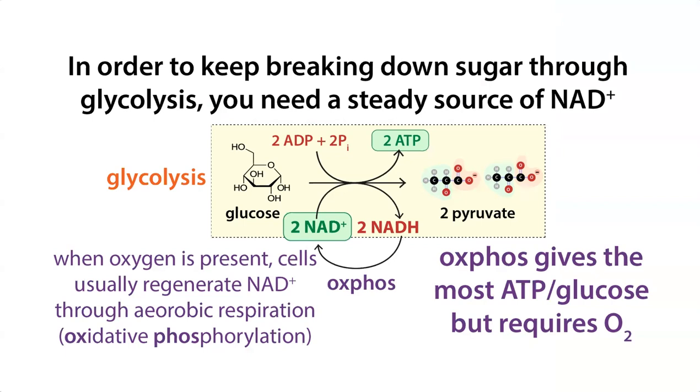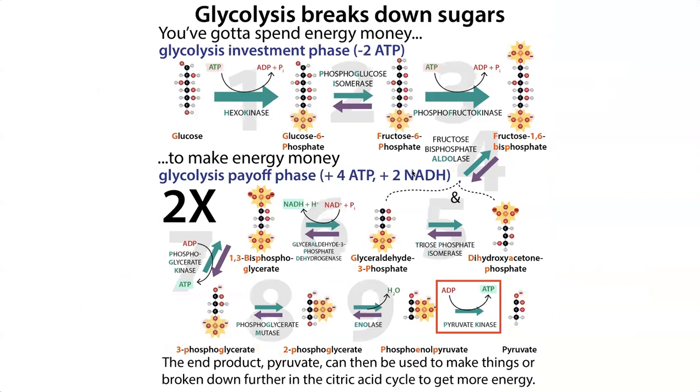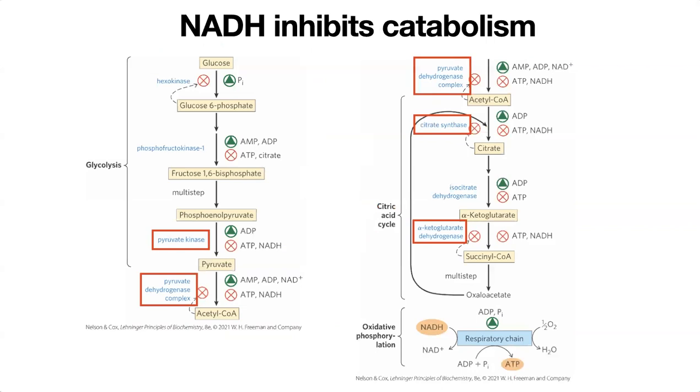It's really important that we regenerate this NAD+ in order to have that reactant or cofactor for one of our reactions of glycolysis, this glycerol-3-phosphate dehydrogenase step, and also because NADH is going to directly inhibit our catabolic reactions.